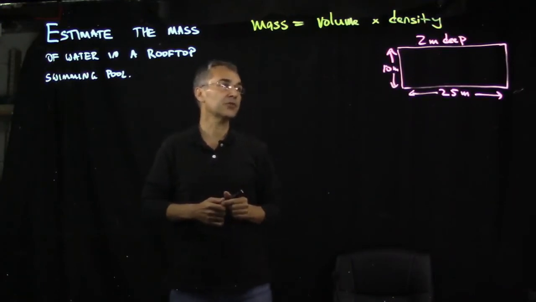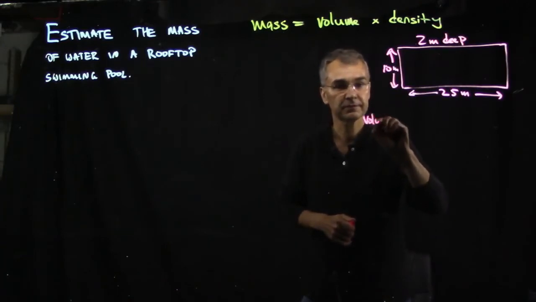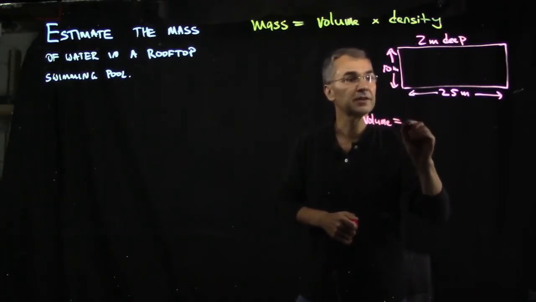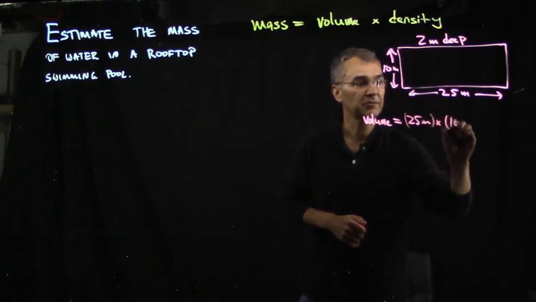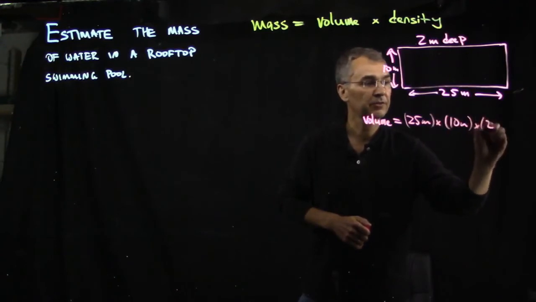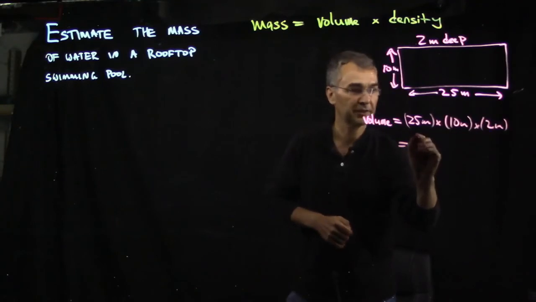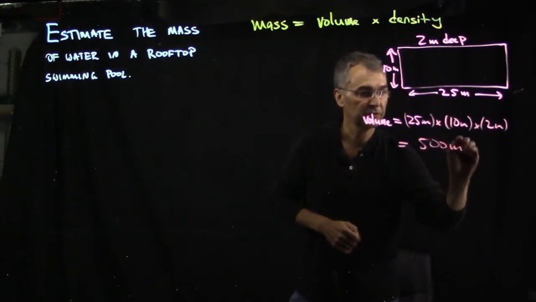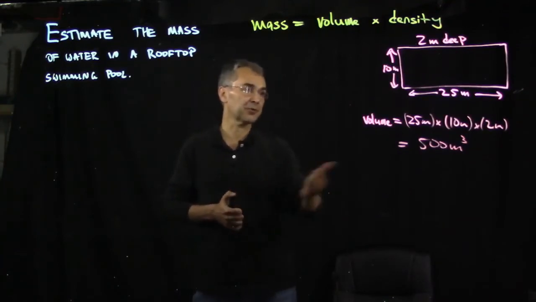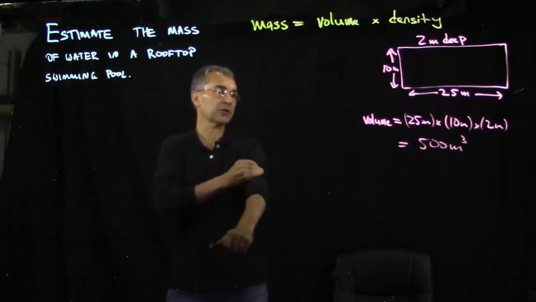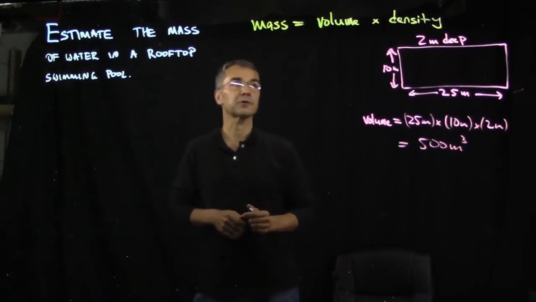Okay, so this seems as if our volume is 25 meters times 10 meters times 2 meters, which is, let's see, 50 times 10, 500 cubic meters. Okay, and again, certainly we could have got a number that was 2 or 4 times bigger or 2 or 4 times smaller if we put in slightly different inputs, but it's a good ballpark number.